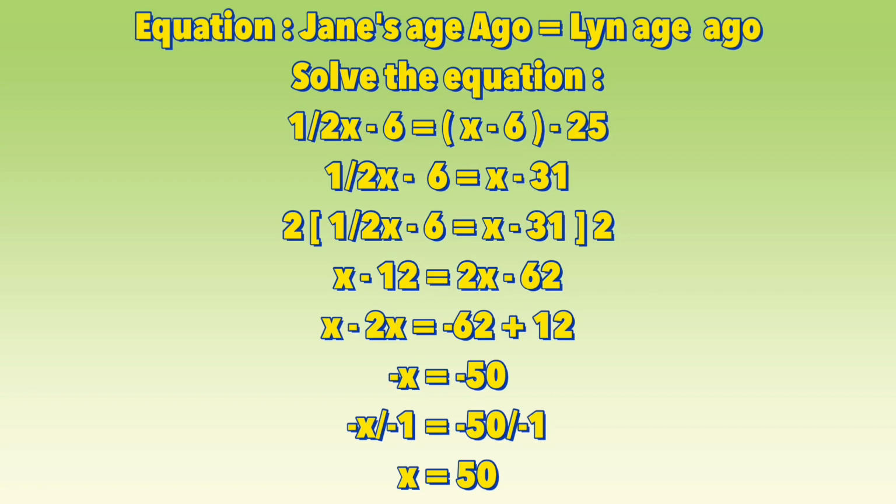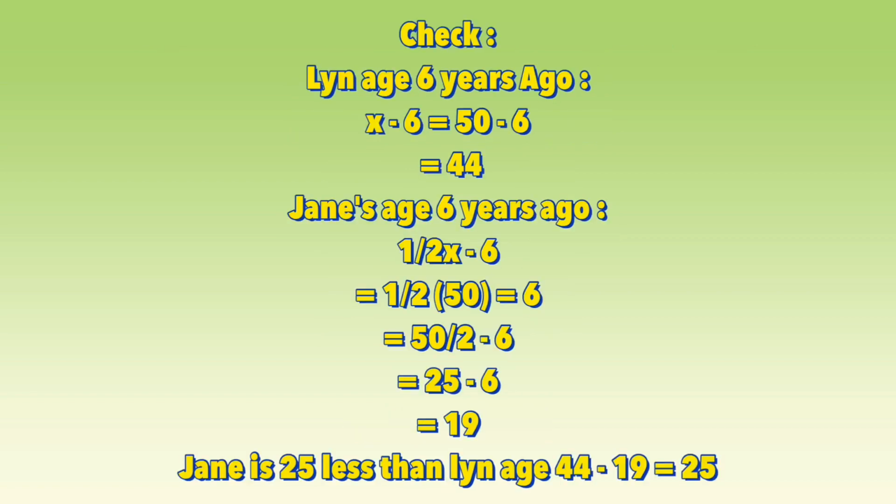So let's check if our answer is correct. Lynn's age 6 years ago is x minus 6, so since our x is 50, 50 minus 6 equals 44. Jane's age 6 years ago is 1/2 x minus 6. Jane's x equals 50, that's the value of x, then divided by 2 equals 25, minus 6. Then 25 minus 6 equals 19.